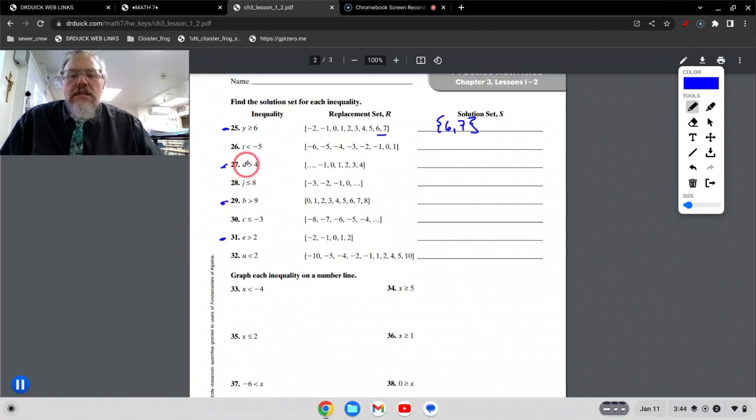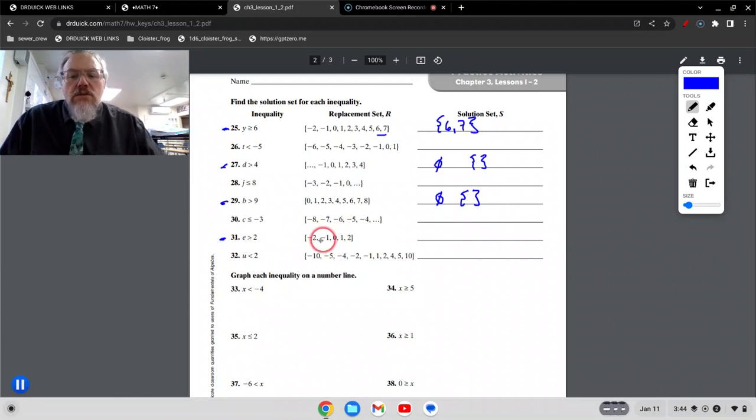Let's do 27. d is greater than 4. Look at all these numbers. 4 is the highest we go, so none of them work. So you can either put a 0 with a slash through it, or you can make an empty set. How about this one? It says b is greater than 9. Are any of these numbers greater than 9? 8's the highest, so that would be an empty set as well. So we put that in there, and then there. It seems like all the ones I picked have empty sets so far.